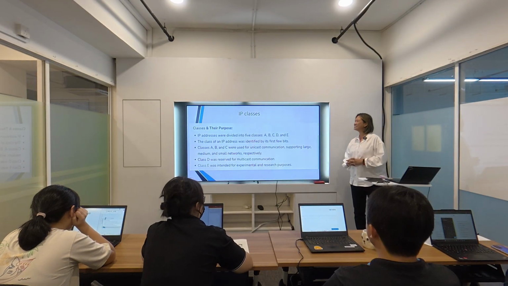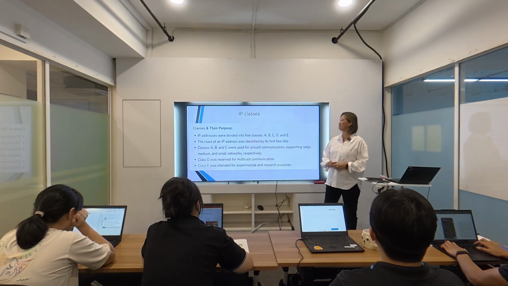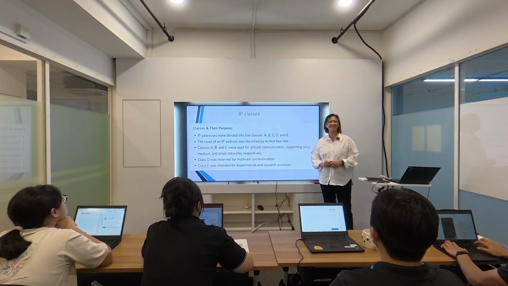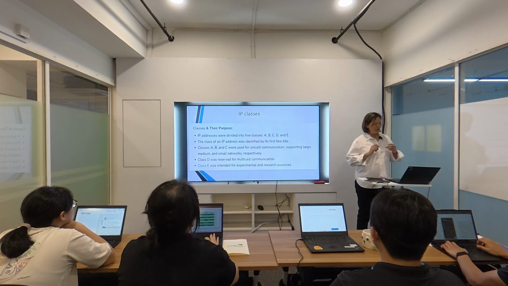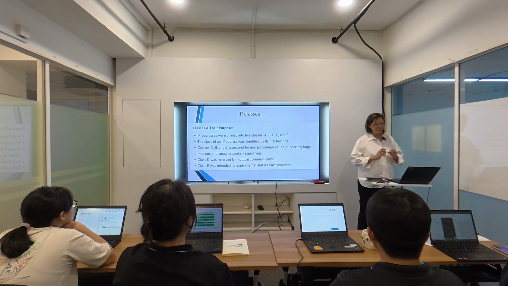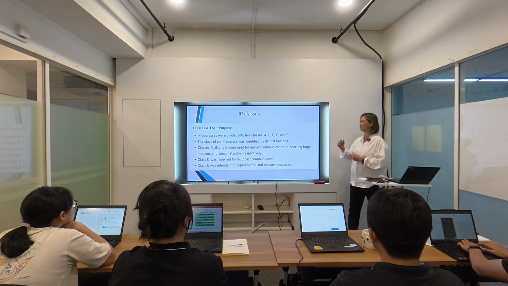Now we come to the classes of IP address. IP addresses are divided into 5 classes: A, B, C, D, E. So which IP address belongs to which class? It is specified by the first few bits.